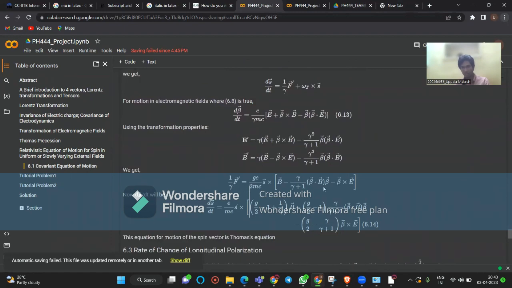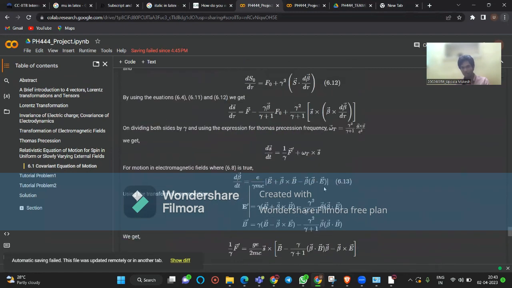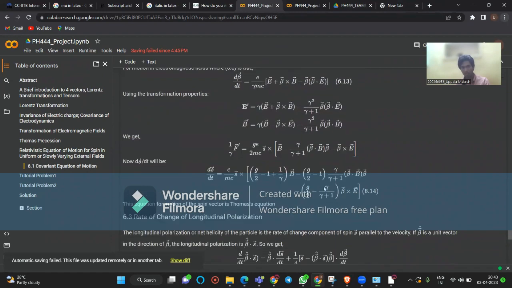Now we are writing ds bar by dt bar, the rate of change of spin vector in its reference frame, by substituting this equation here, and on applying some algebra you get this final equation. This is called the equation of motion for the spin vector, the Thomas equation.